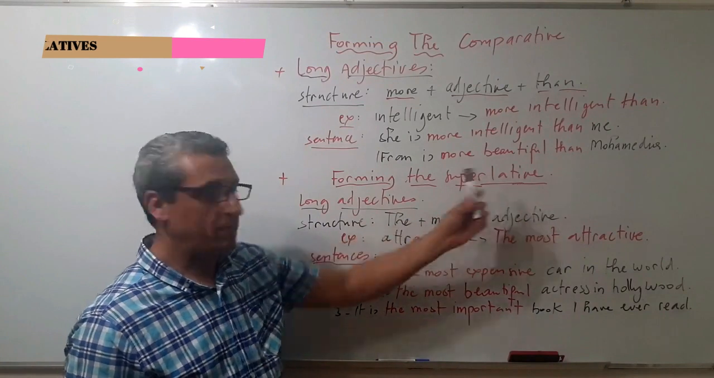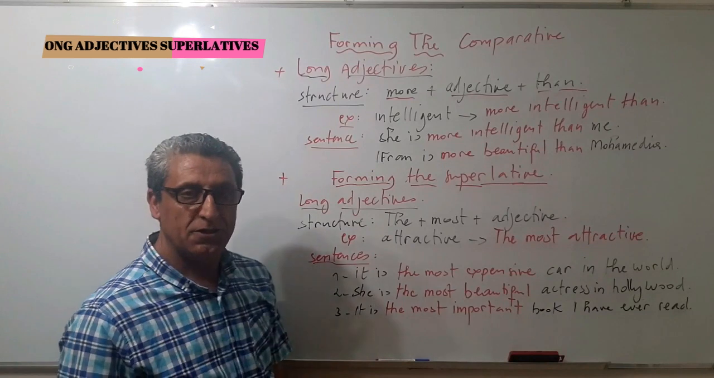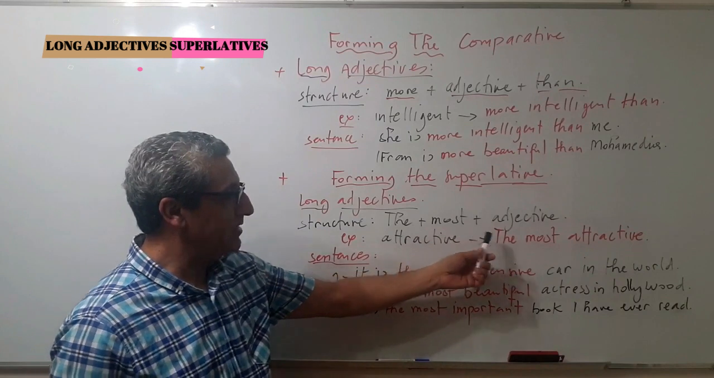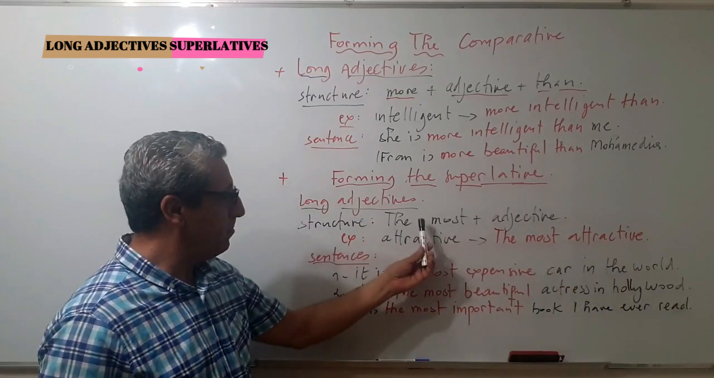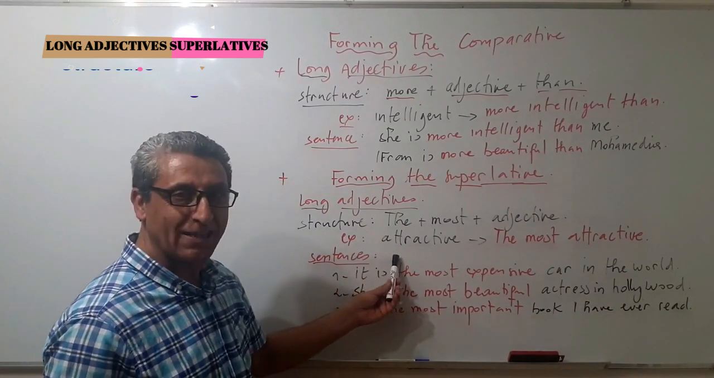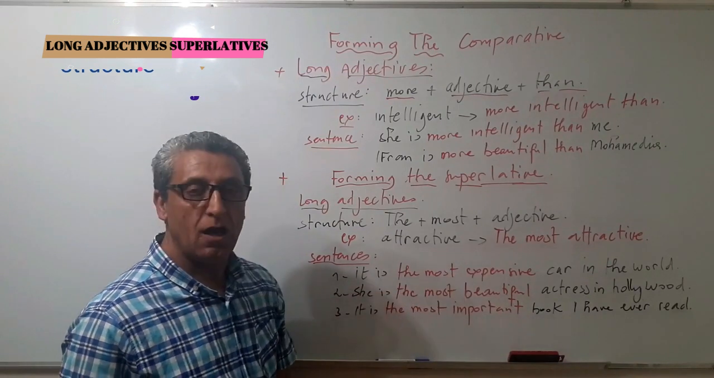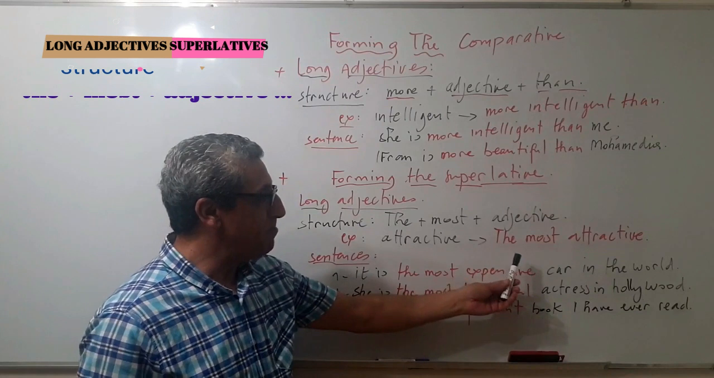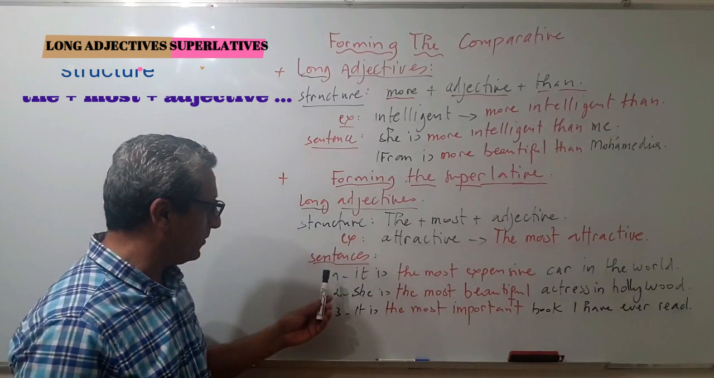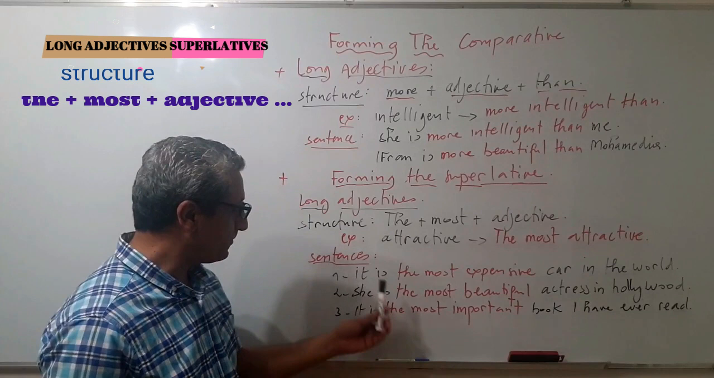Forming the superlative with long adjectives. Now, what is the structure? The structure is the plus most plus adjective. The plus most plus adjective. Example, the adjective attractive. The superlative form is the most attractive. I provided 3 examples.